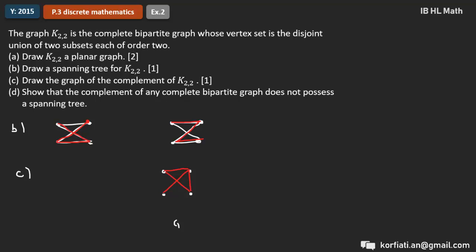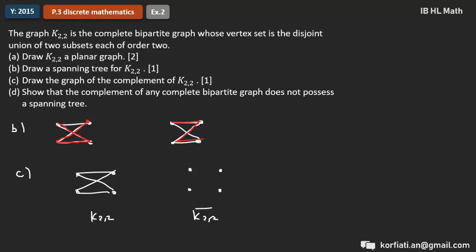So that's an example in order to remember how we draw in general the complement of any graph. And now let's take a look at it. It says draw the graph of the complement of K2,2. Well, my initial graph looks like that. It's the fourth time that I'm drawing it. Okay, that's K2,2. How will the complement of K2,2 look like?